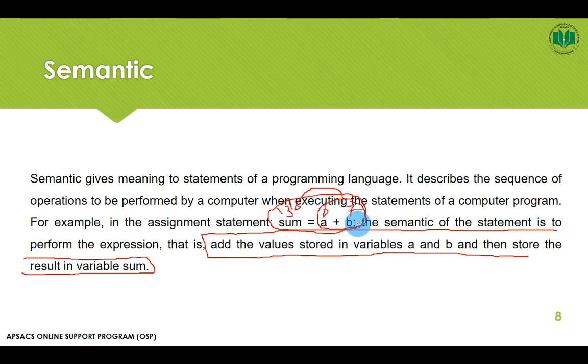The semantic is actually performed on the computer, and the syntax is performed on the computer. This is the syntax, and the semantic is the English-like definition of that statement. So semantic is the actual meaning of that statement, and syntax is the actual way of how a computer program and how things are written.